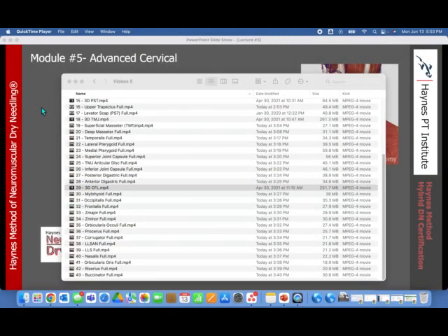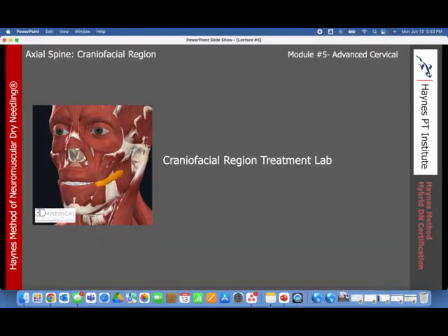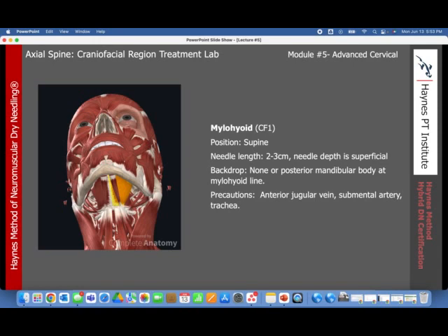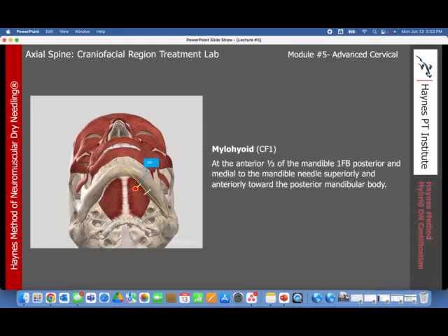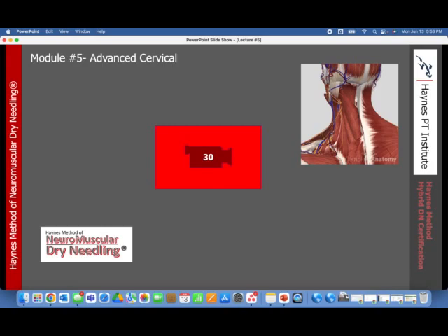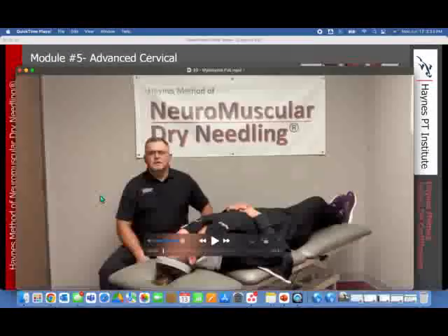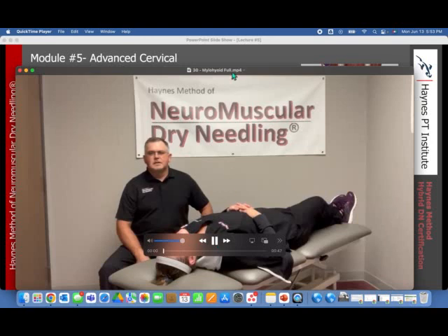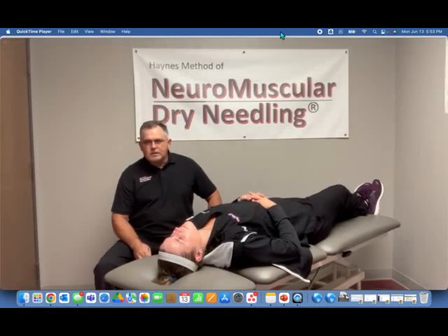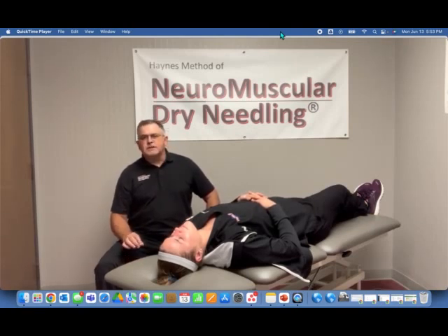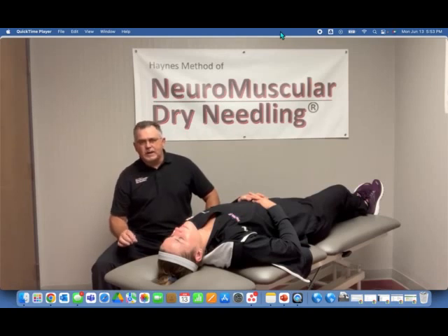Okay, so let's start looking at our treatment lab approaches. We're going to start inferiorly here with our mylohyoid. For the mylohyoid, the position of the patient is going to be supine. Here the needle length will be 2 to 3 centimeters. The needle depth is superficial. Backdrop is either none or the posterior mandibular body at the mylohyoid line.